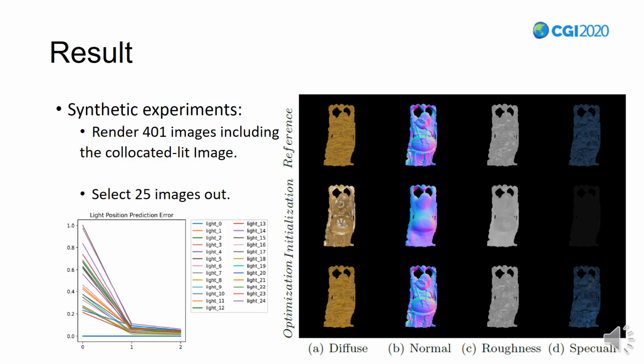In this section, I will show results in this paper. First, we render 401 images for each synthetic object, and we select 24 images according to the K-means clustering result. As shown in this slide, we can see that after optimization, the associated property maps are very close to the reference, and as a byproduct, light positions converge to the ground truth dramatically.